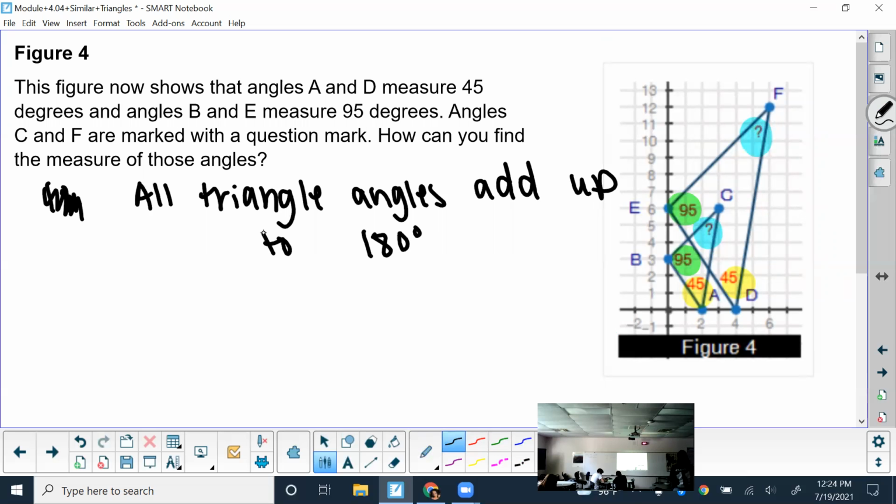For a triangle, if you have 2 out of the 3 angles, you can figure out what the missing one is.